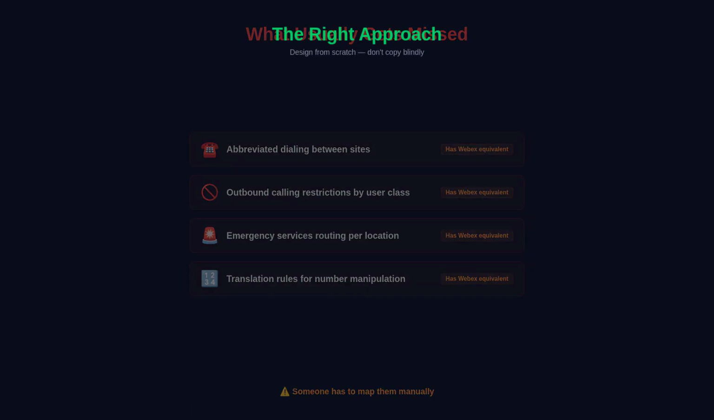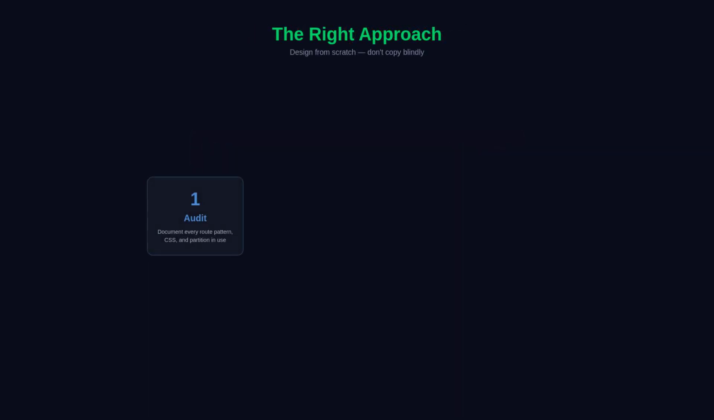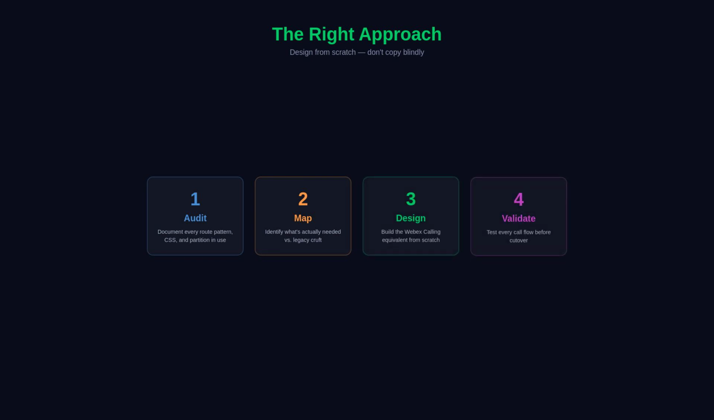The right approach: audit your CUCM dial plan first. Document every route pattern, CSS, and partition that's actually in use. Then design the Webex Calling equivalent from scratch based on what you need, not what you had. A blind one-to-one migration will fail.